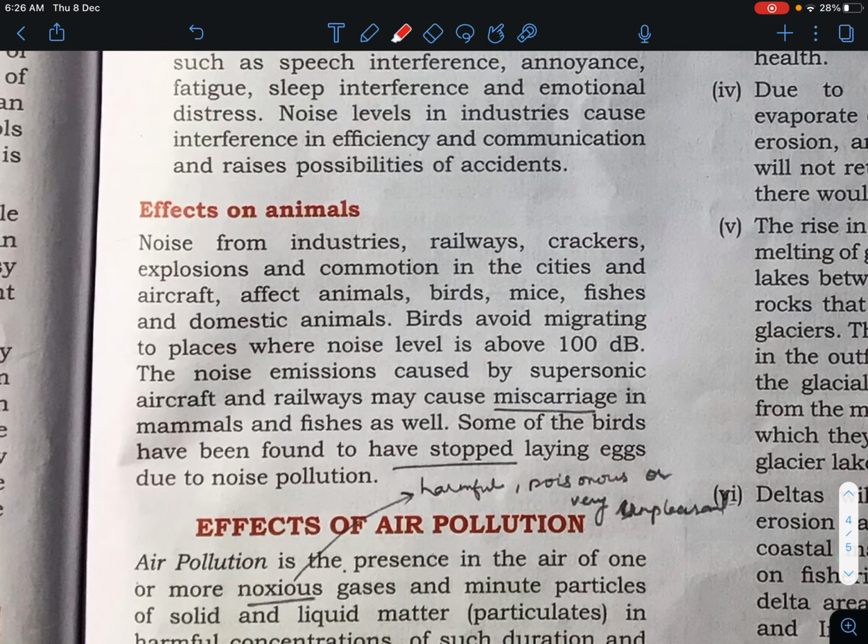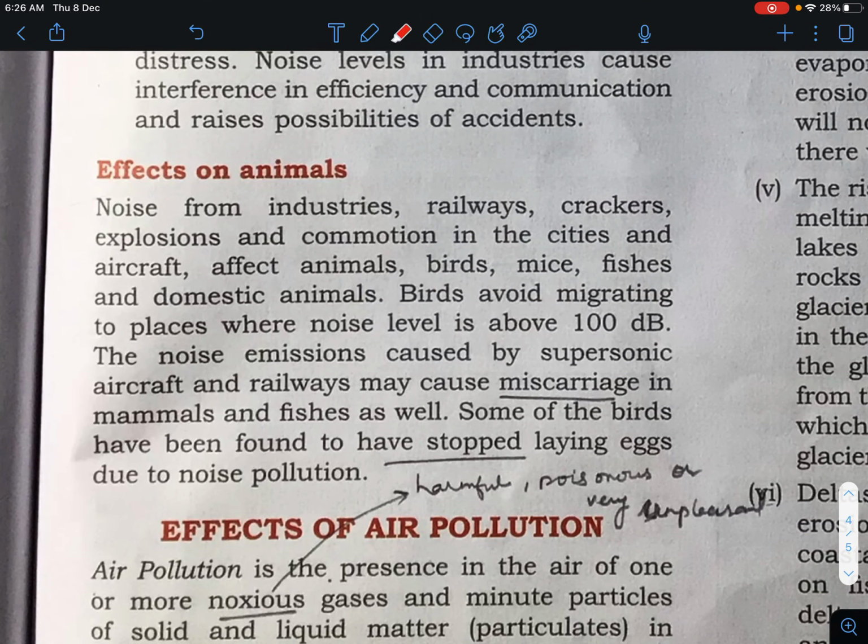Now, what are the effects on animals? Noise from industries, railways, crackers, explosions, commotion in the cities, and aircraft affects animals, birds, mice, fishes, and domestic animals. It means the noise is not only going to affect human beings, but also animals. Birds avoid migrating to places where the noise level is above 100 decibels. It is very important that birds will not migrate where the noise level is more than 100 decibels.